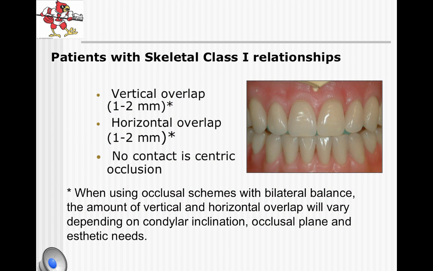Patients with skeletal class 1 relationship exhibit a vertical overlap of 1 to 2 millimeters. They have a horizontal overlap of 1 to 2 millimeters and have no contact in centric occlusion. When using occlusal schemes with bilateral balance, the amount of vertical and horizontal overlap will vary depending upon the condylar inclination, the incisal guidance, the occlusal plane inclination, the cuspal inclination, and the compensating curve. All of these also will be affected by the aesthetic needs.